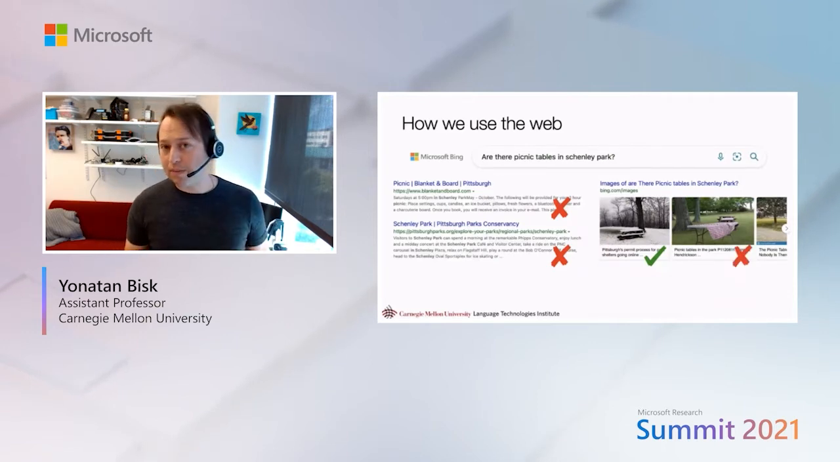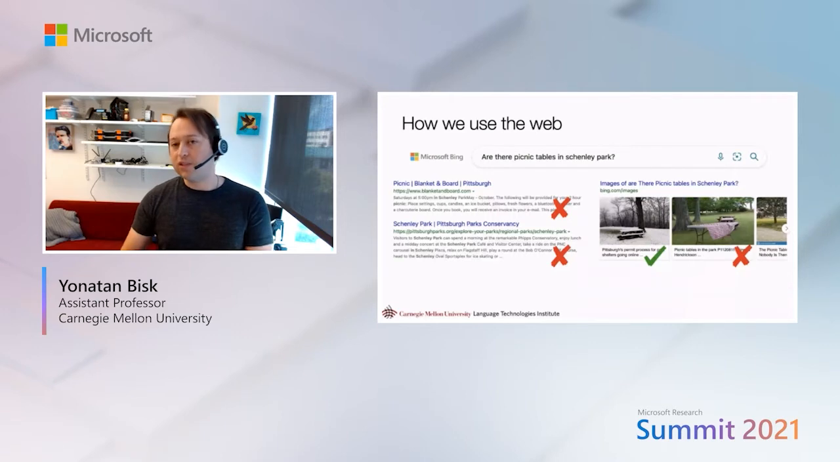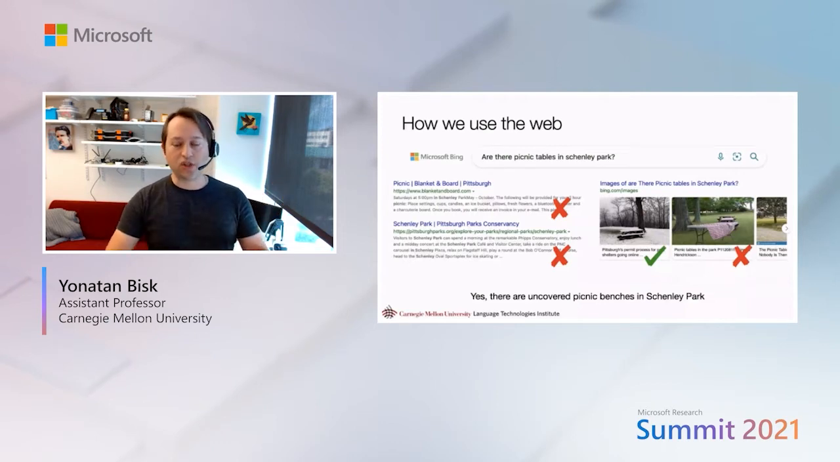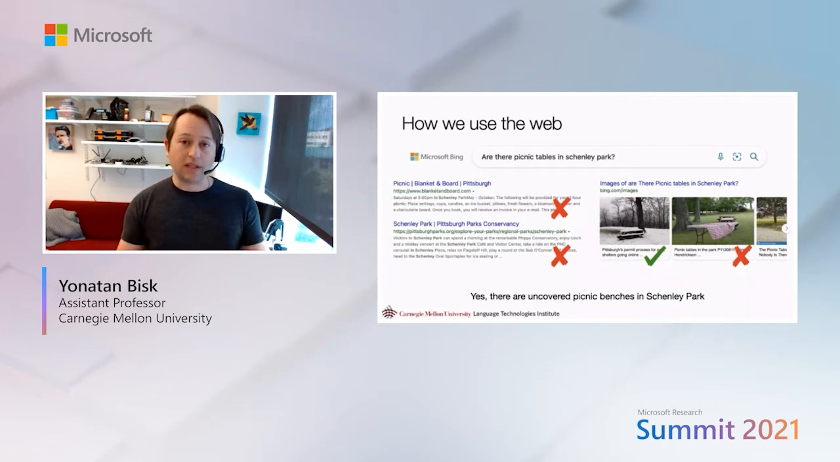So it's not the case that every image is going to answer our question, but it is the case that some answers are just more readily accessible if we have access to a second modality, in this case, images. And so then what we want is that we eventually have some sort of a search engine, Bing or whatever it may be, that takes in that question, aggregates the knowledge that's available to it across both of these modalities, and then produces a fluent answer. So yes, there are uncovered picnic benches in Shenley Park. Now, there may also be covered picnic benches, but we don't have evidence for that here. And so this is the kind of reasoning that we would want it to have. It's correct, it's multimodal, and it potentially uses multiple sources and cites them as part of that.